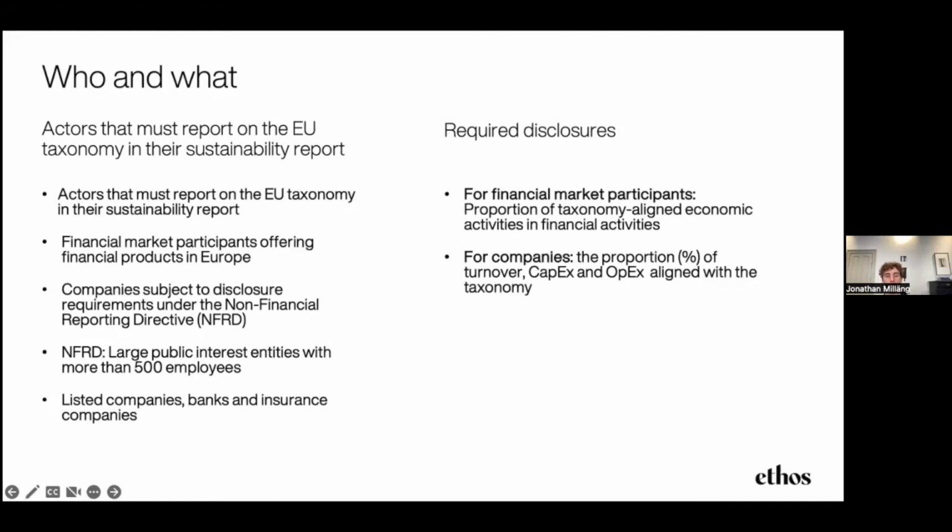Yes, so it's good to note that not only listed companies, or companies that have bonds out on a regulated market, have to report taxonomy alignment, but also banks and insurance companies, because they count as public interest entities, but still only if they have over 500 employees.